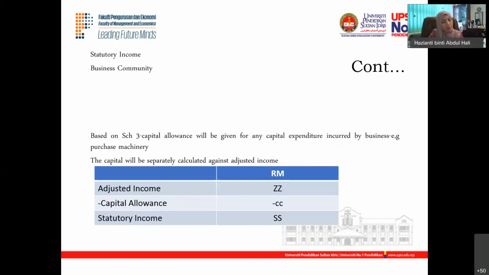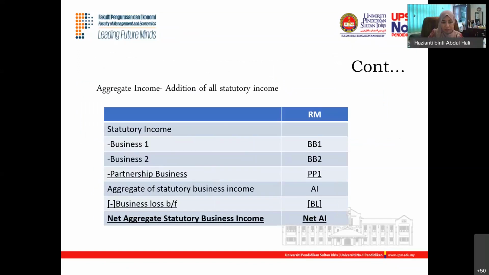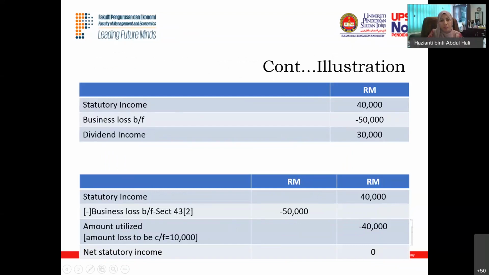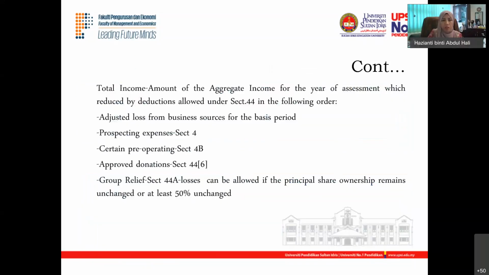Alright, so this is capital allowance. I will skip this part. We will do it when we do business taxation later. Alright, so if you have more than one business, see the statutory income, business 1, business 2. If you have partnership business, we'll deal with it later juga. That will give you net aggregate statutory business income. Okay, so the format is different from business and individual, but this is just the introduction to you in order for us to arrive at chargeable income.